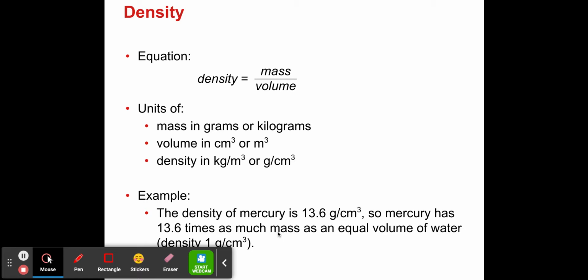The density of mercury is 13.6 grams per centimeter cube. So what that means is, in every 1 centimeter cube of mercury, there is 13.6 grams. So if you compare the density of mercury to that of water, you realize that mercury has 13.6 times as much mass as an equal volume of water.